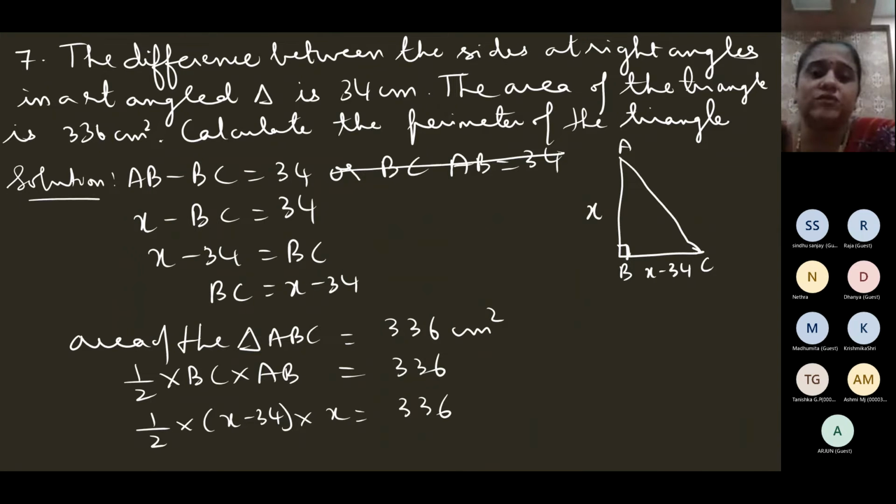So the difference is 34. That information we have used for assuming. Now we have constructed an equation using area. Area is equal to 336.